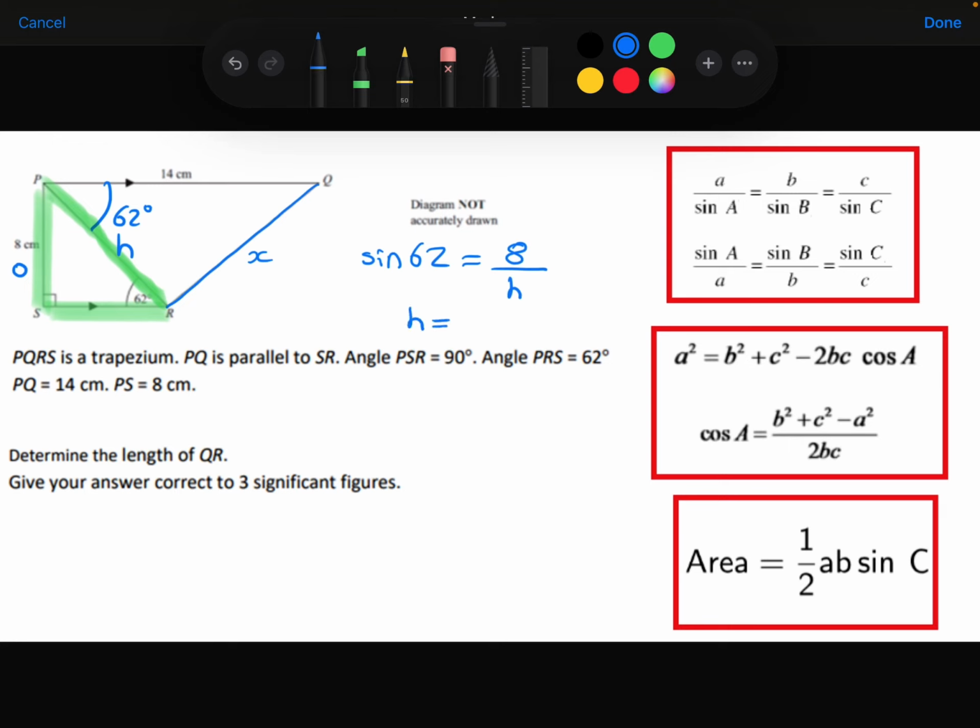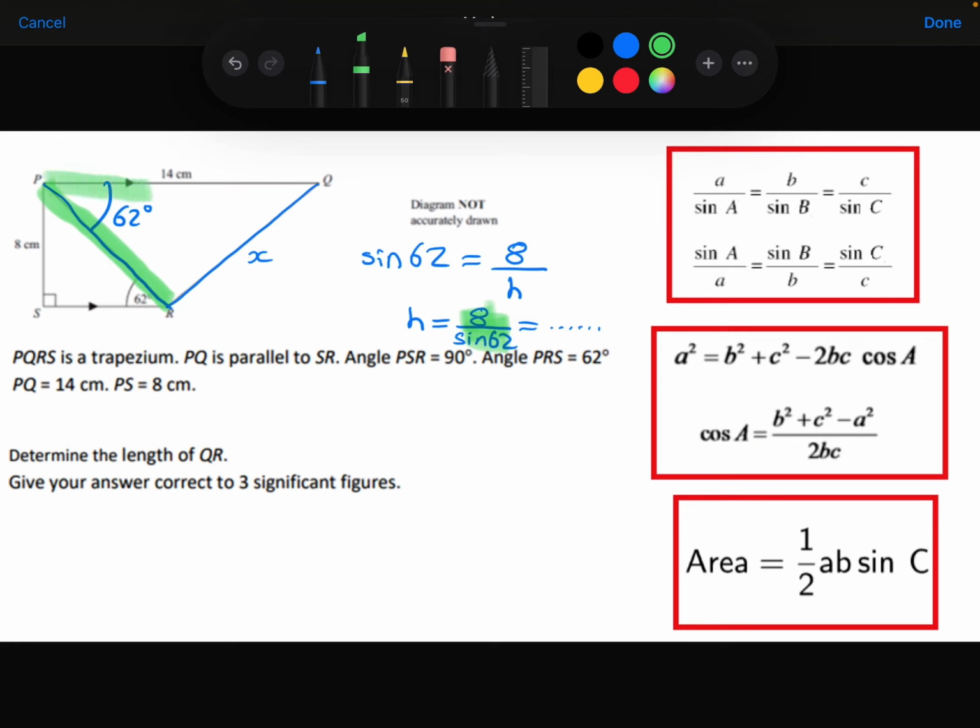I can then rearrange that. So the hypotenuse will be equal to 8 divided by sine 62, and I can put that into my calculator. So we have now worked out the hypotenuse here. Whatever this answer is, will be the length here.